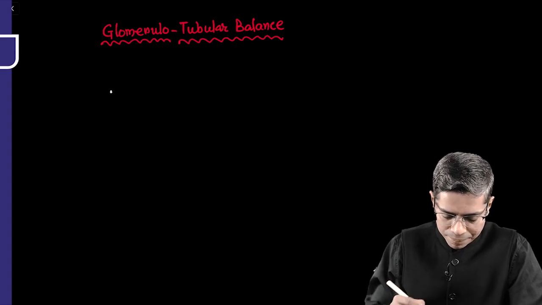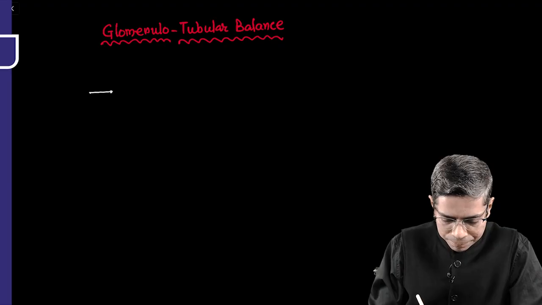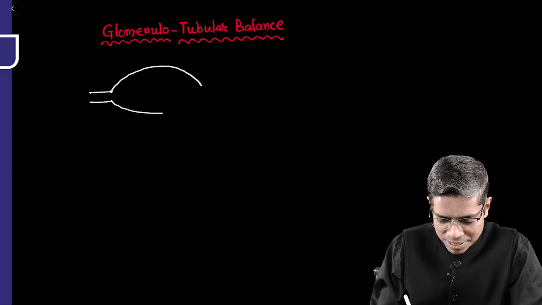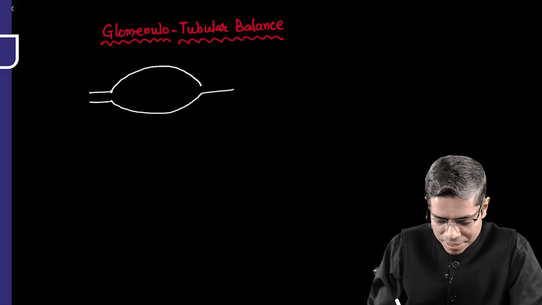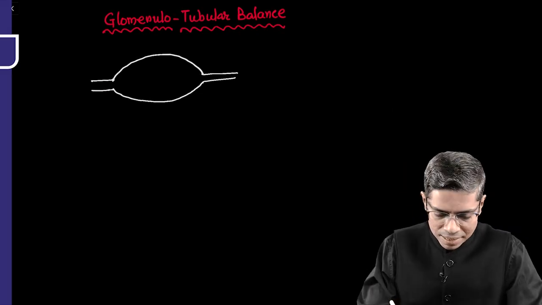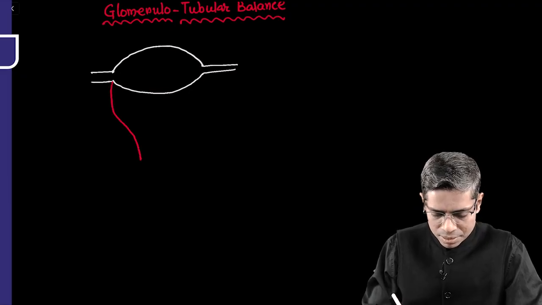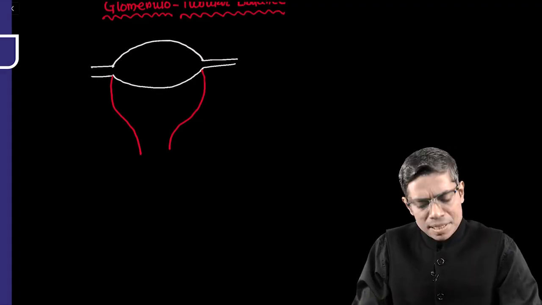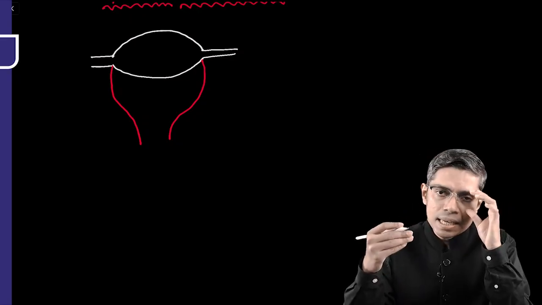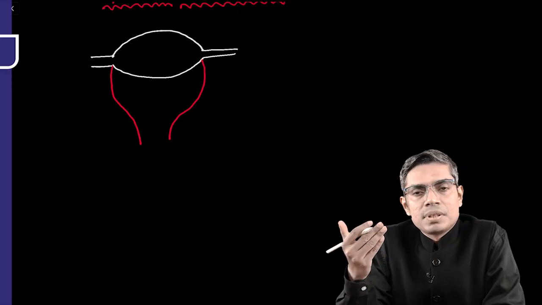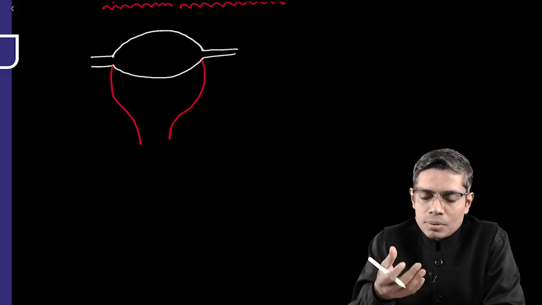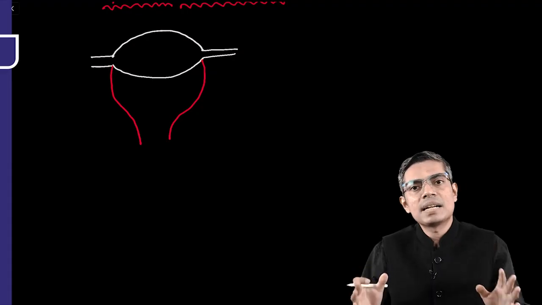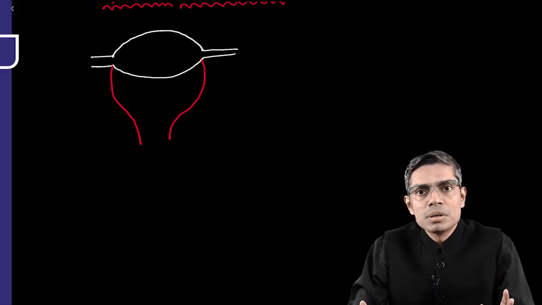First, I am drawing this capillary. The similar diagram you have seen multiple times. Glomerular capillary, and surrounding this is Bowman's capsule, where filtration is occurring. The concept is very simple: whenever there is an increase in filtration, reabsorption at the level of proximal tubule will increase proportionally. Balance. More filtration means more reabsorption. That is the simple meaning of glomerulotubular balance.